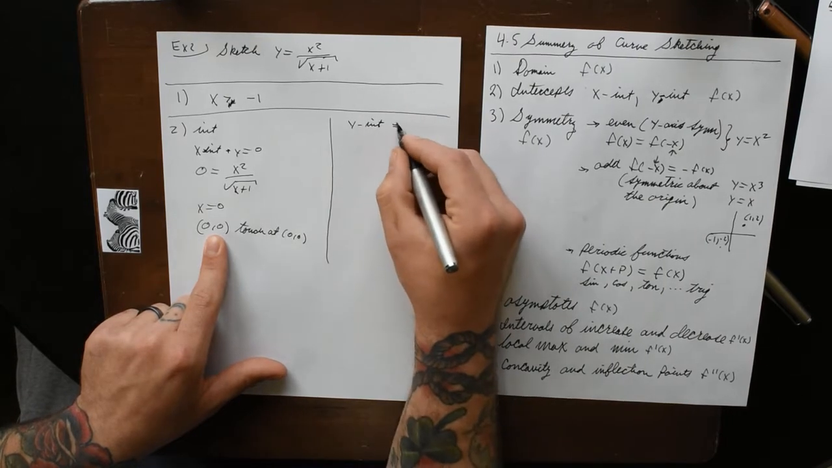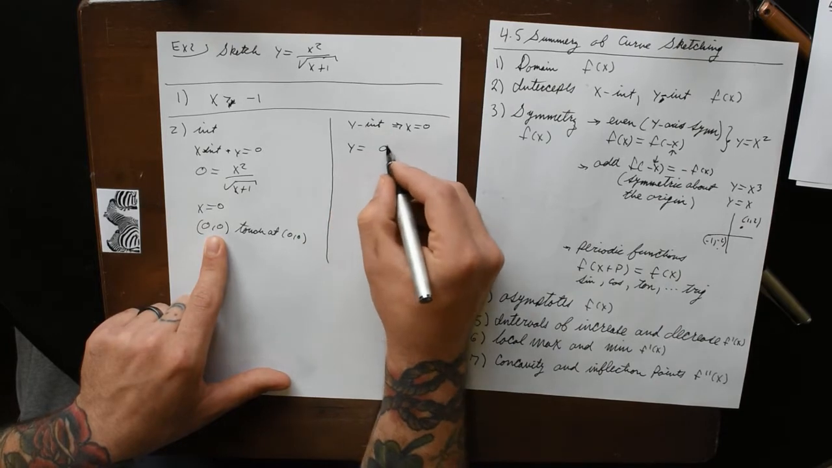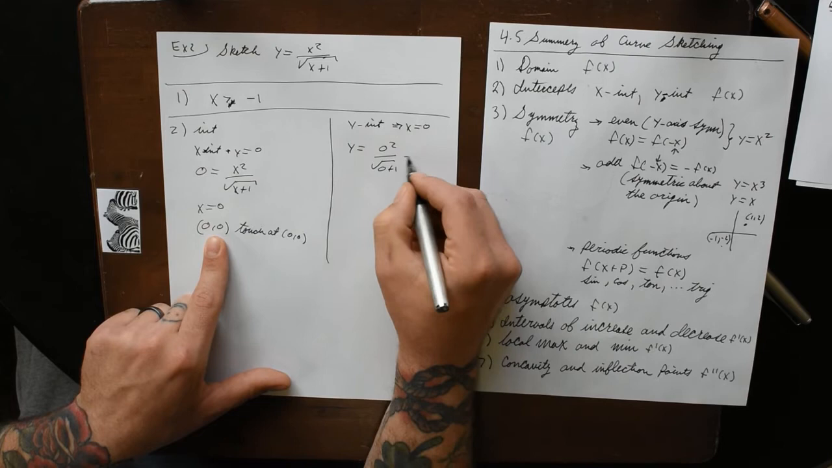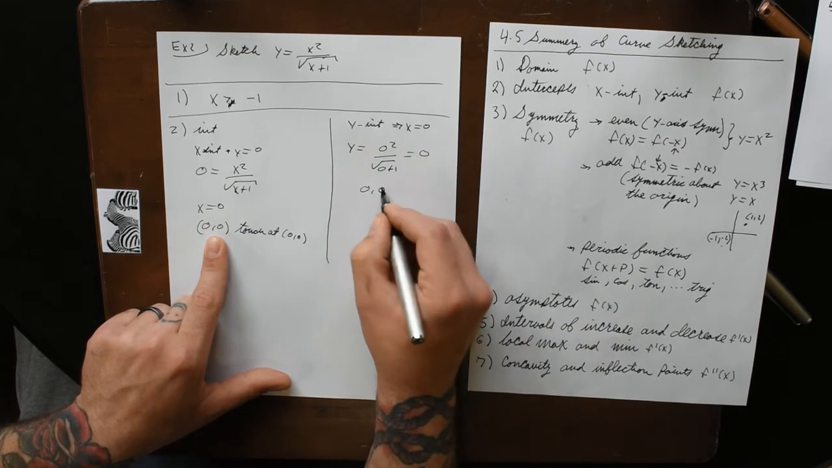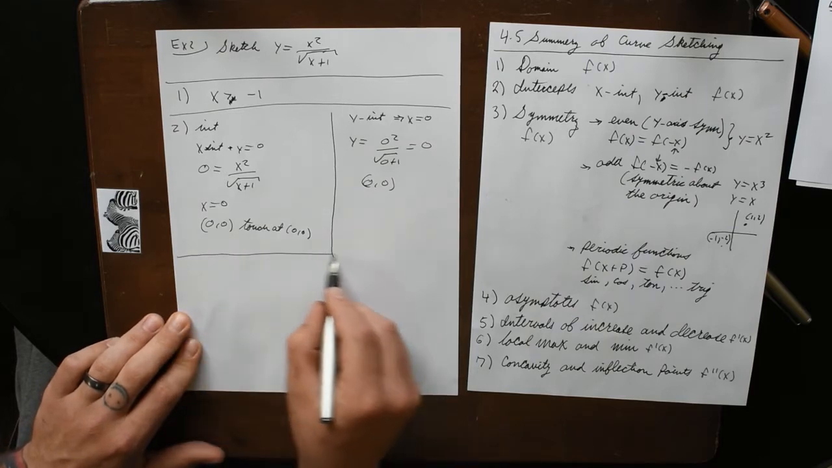Y-intercept tells us to take x and set it equal to 0. Y is 0 squared divided by the square root of 0 plus 1, which equals 0. So 0, 0 is our y-intercept as well.